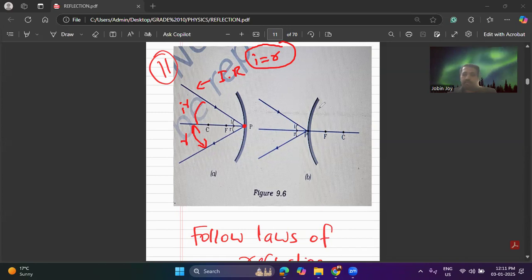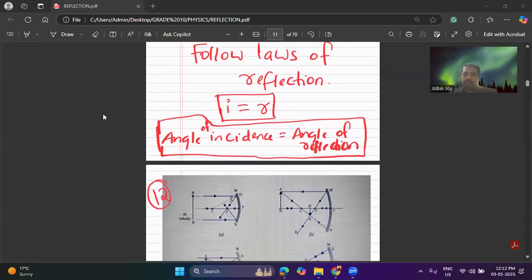Then coming to convex mirror. This is convex mirror. This is the incident ray, and the incident ray is coming like this. It will meet here, point P. Then the ray will be reflected like this. And again, the angle of incidence will be equal to angle of reflection. I is equal to R. Angle of incidence will be equal to angle of reflection.